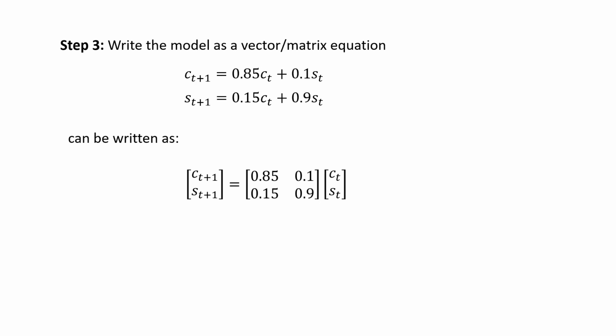So we can write these as vector matrix equations. So C of t plus 1 and S of t plus 1, we have the equations for it based on the previous year. Rewrite it in vector matrix equation. We have 2021 is equal to a matrix times what happened in 2020. This matrix is often called a transition matrix. It describes how things change from one year to the next or one state to the next. It's not always time. In this case, it's from one year to the next.